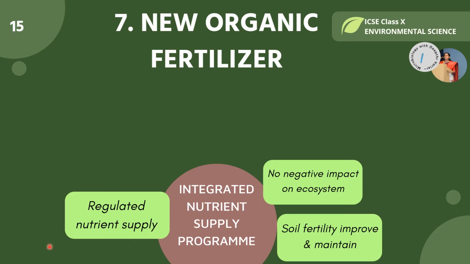This involves regulating the nutrient supply, so you have to study it and see which nutrients are required more in that particular soil. You are trying to improve and maintain the soil fertility. At the same time, it has zero adverse impact on the ecosystem, because you are balancing the fertilizer use. You are not ruthlessly using only chemical fertilizers. No, you are using organic ones as well, which are good for the environment. So the combined usage is what we call the integrated nutrient supply program.